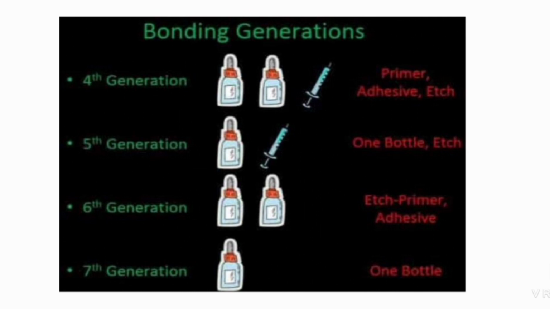Let us briefly evaluate the recent generations. We can see that in the fourth generation there will be a primer, an adhesive and an etchant. In the fifth generation there will be one bottle and an etchant. In the sixth generation there will be two bottles but no need for a separate etching agent. And in the seventh generation all three components are present in only one bottle.